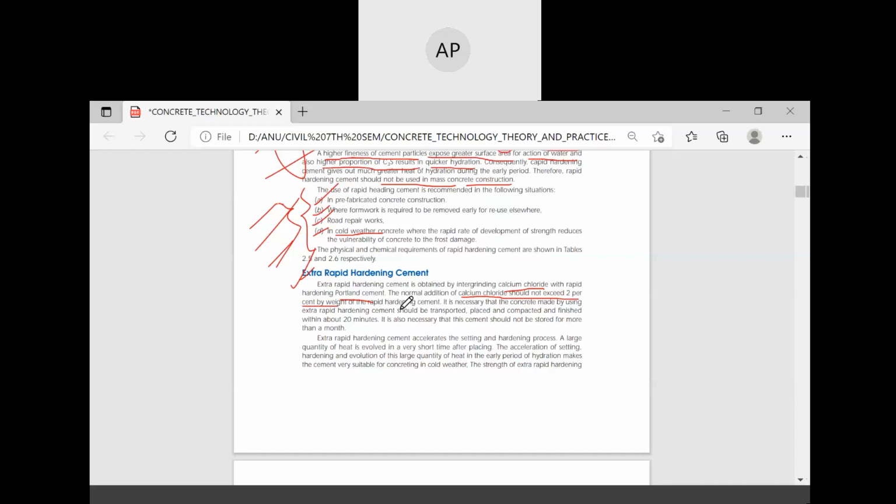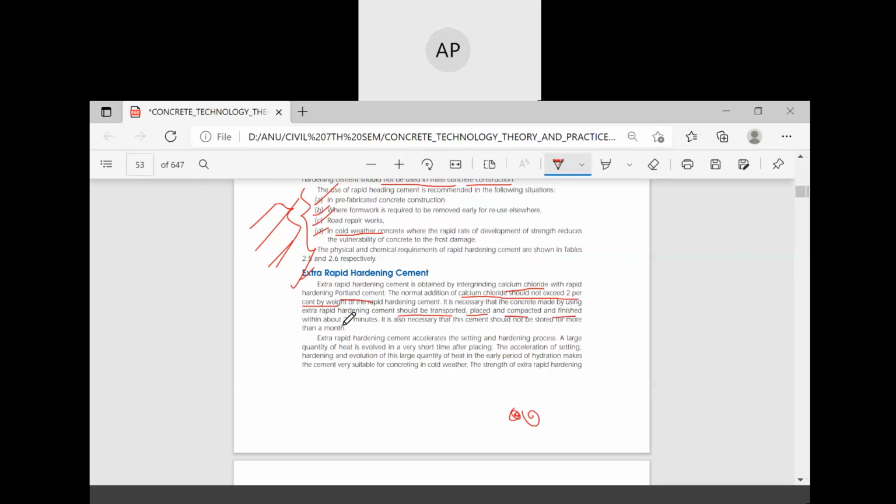It is necessary that concrete made using extra rapid hardening cement should be transported, placed, compacted and finished. मतलब यहाँ सीमेंट कंक्रीट जहाँ पे बना रहे हैं, from that we have to transport, place in the structure, compact and finish the whole work within 20 minutes.